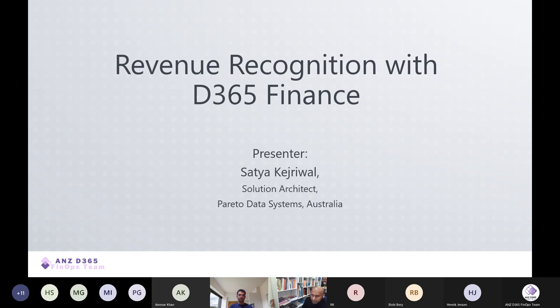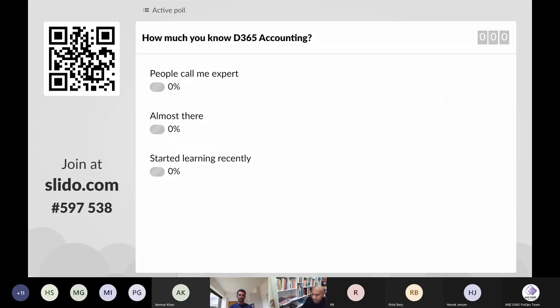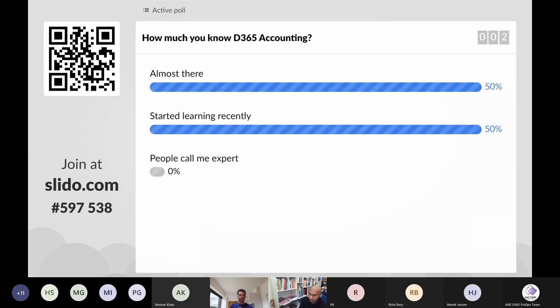So here you go. If you see the QR code after this, just let me know. You can scan this, and there'll be one quick question. So how much do you know about accounting? That's the question. People call me expert, right? Generally people don't call themselves expert, but other people call them expert.